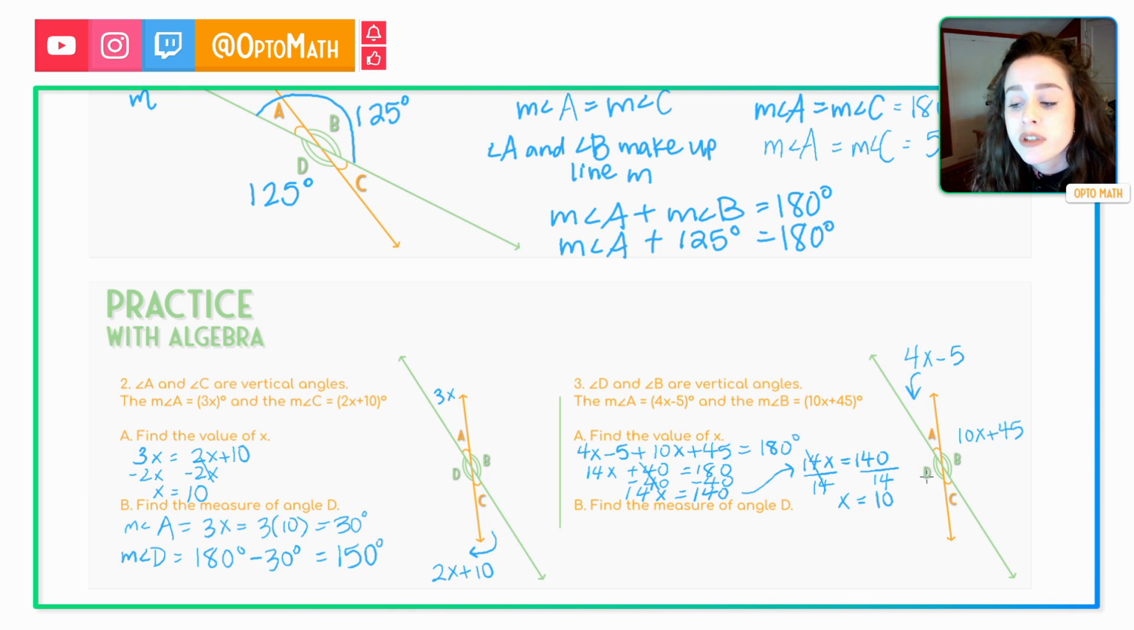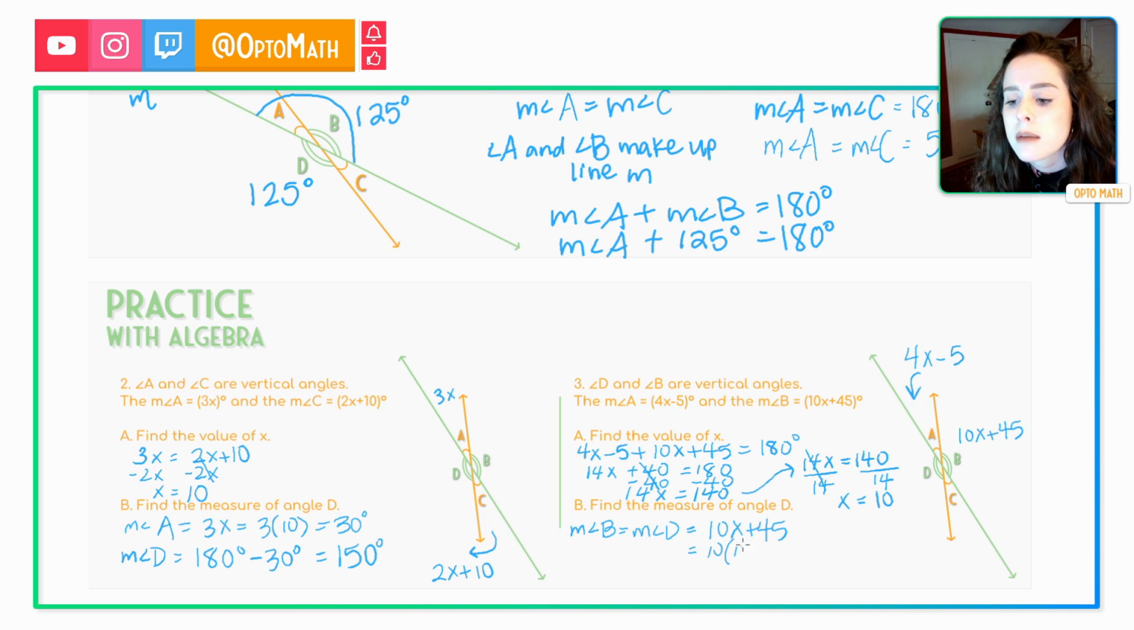Part B says find the measure of angle D. Well, we know that angle D is congruent to angle B because they're vertical angles. So let's take the expression we have for angle B and substitute our x value in for that to find the measure of angle D. So let's make sure we're writing out how we know we're going to do this for angle D. So we'll write the measure of angle B equals the measure of angle D, and that equals this expression, 10x plus 45. And now let's substitute our x value.